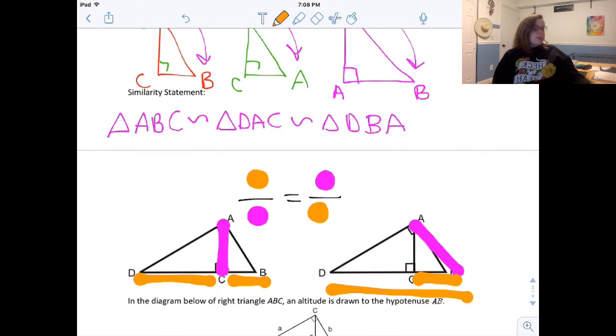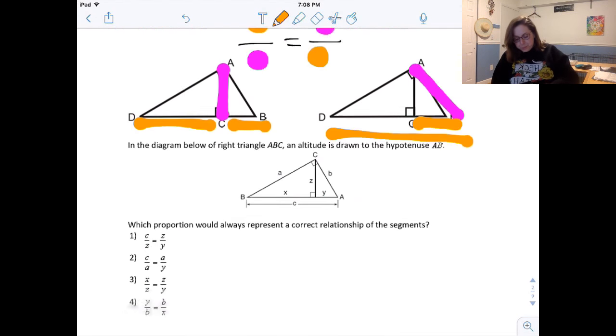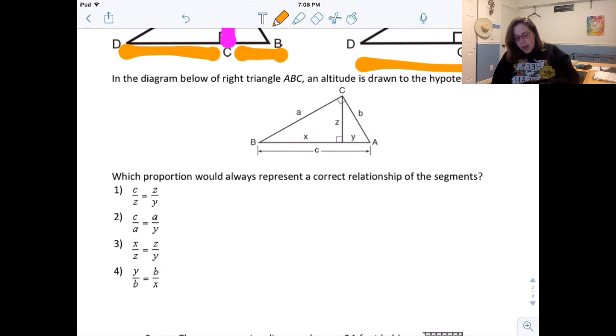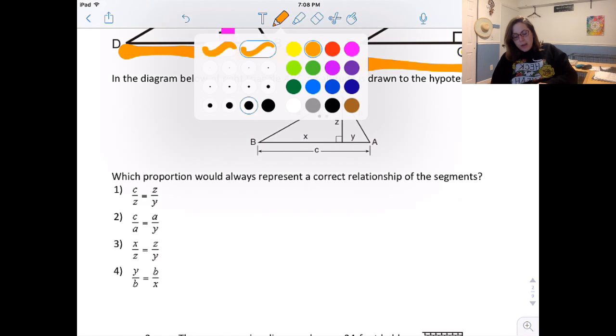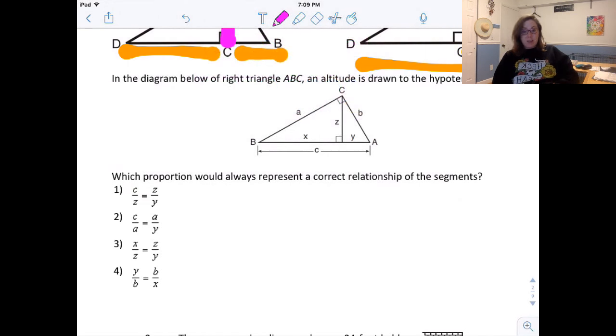So we're going to do a couple different problems and look at how these are done. If you have questions at any point, please send them, okay? So let's look at this first one. Which proportion would always represent a correct relationship? So what I'm going to start doing is some of this color coding, okay?